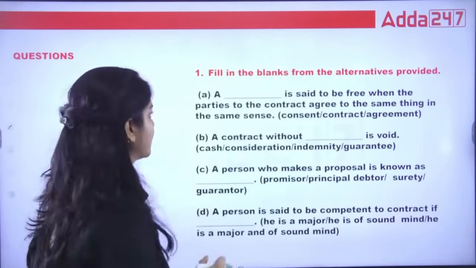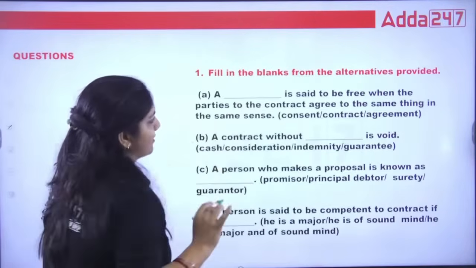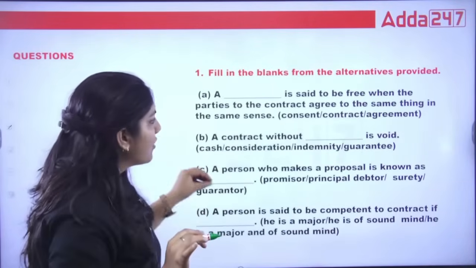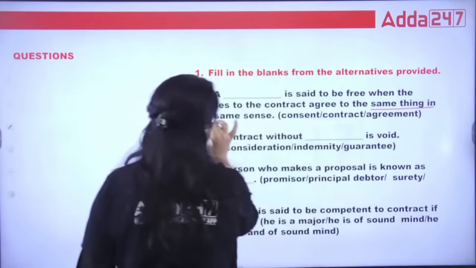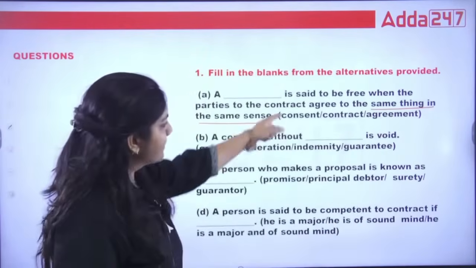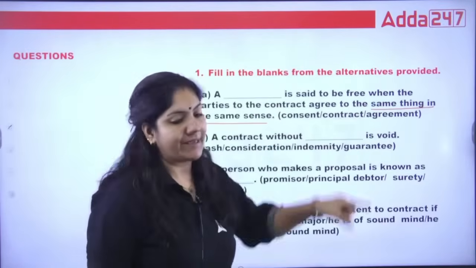Now you have to solve the question. A dash is said to be free when the parties to the contract agree to the same thing in the same sense, whether it is consent, contract or agreement. Tell me class.